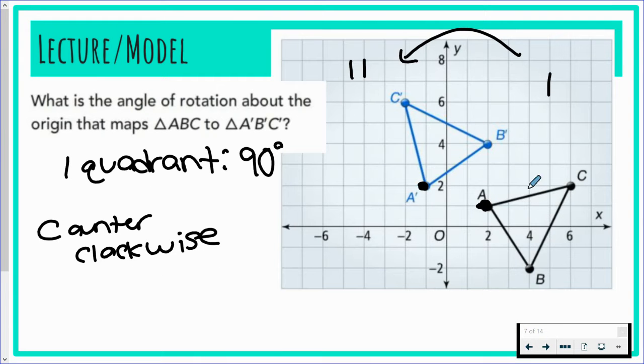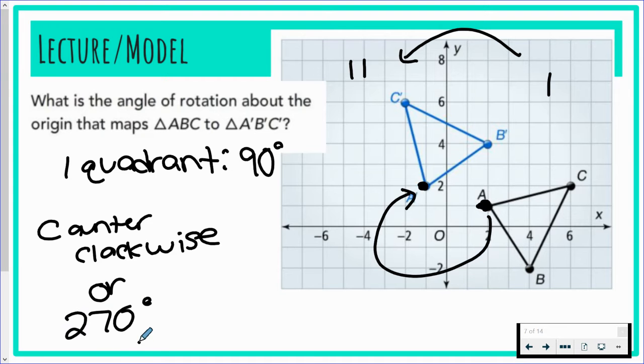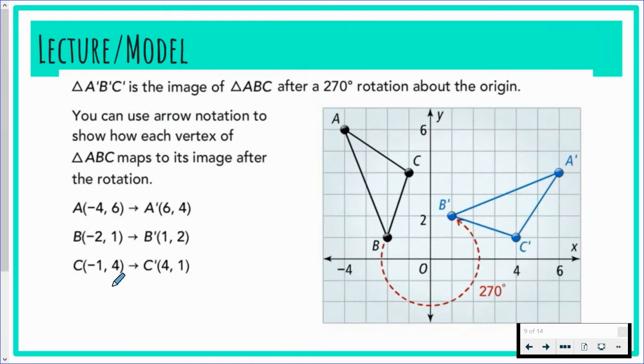I want to go back here. So this could be considered a 90-degree clockwise rotation, or it can be considered a 270 counterclockwise rotation, because we either moved one quadrant from 1 to 2, or we moved 3 quadrants from 1 to 4 to 3 and then to 2. So a 90-degree clockwise rotation is the same as a 270 counterclockwise. All right.